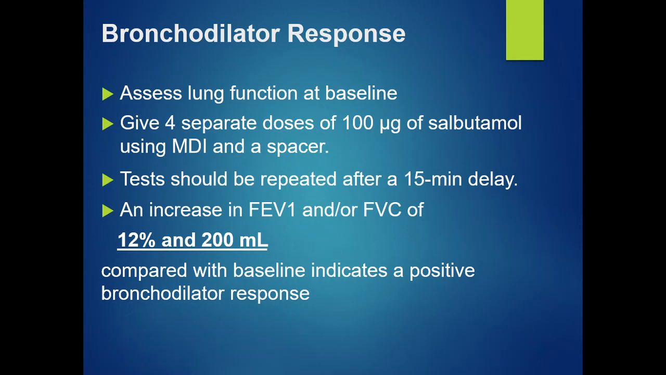And some people use the bronchodilator response test. What we do is we assess the lung function by spirometry at the baseline. Then we give the patient 4 separate doses of 100 micrograms of salbutamol using a metered dose inhaler and a spacer. Then we wait 15 minutes. Then we repeat the spirometry. If there is an increase in the FEV1 and/or FVC of 12% and 200 ml, so if there is a change of 12% and 200 ml, this is a positive bronchodilator response, and this is more likely to indicate asthma.